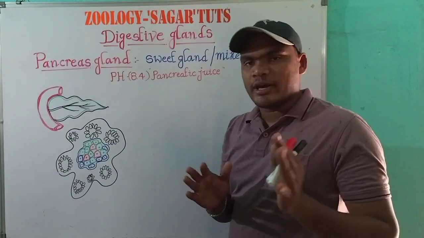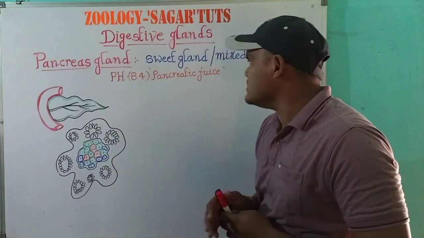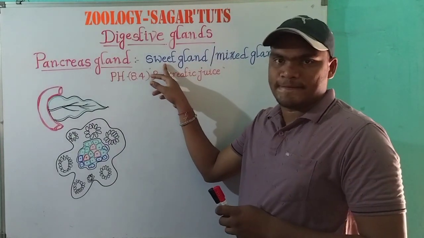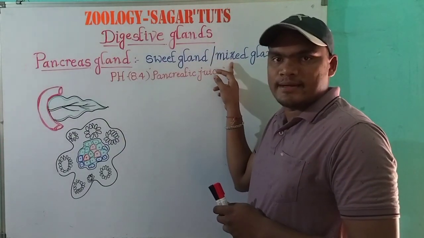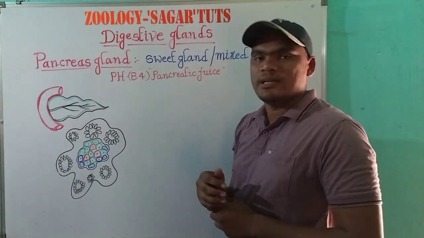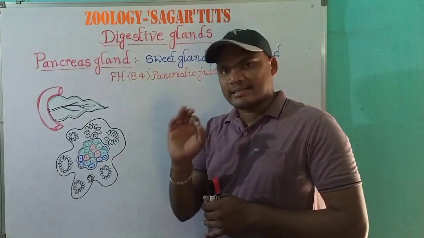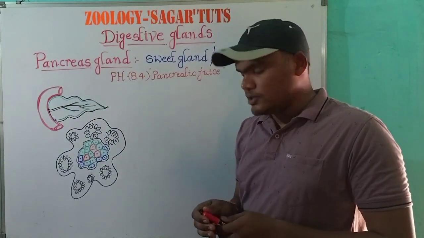So today we are going to discuss the topic, the pancreas gland. The pancreas gland is known as sweet gland or mixed gland. So why is this gland a mixed gland? What's the reason? The pancreas gland secretes the pancreatic juice.